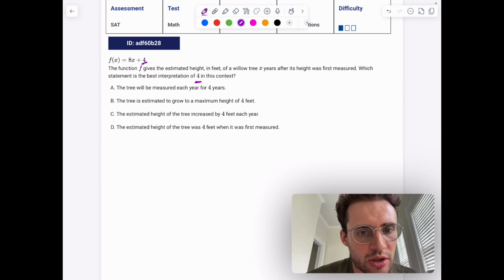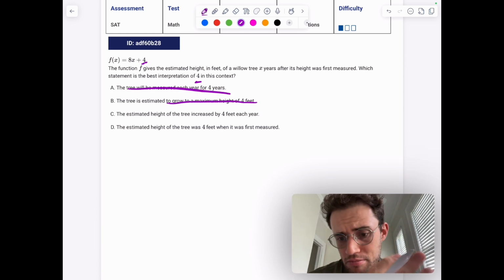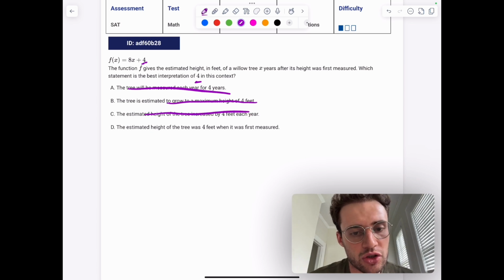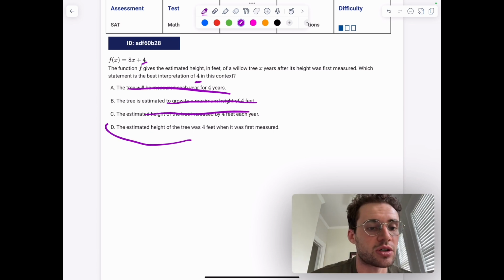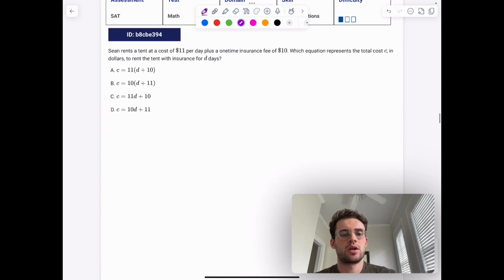The tree will be measured each year for 4 years. Nope. The tree is estimated to grow to a maximum height of 4 years. Nope. It was the minimum, actually. It's like the starting value. The estimated height of the tree increased by 4 feet each year. No, that's the slope. That should be 8. The estimated height of the tree was 4 feet when it was first measured. Good, that's the initial value, right? Your y-intercept at time 0.